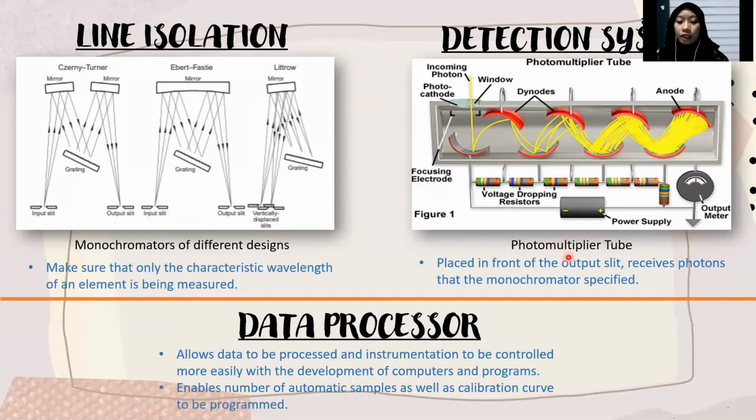Lastly is the data processor. Nowadays, with the development of computers and programs, data processing and instrumentation control can be done and assessed more easily by computers. With the specific programs equipped, a lot of things can be done, such as programming the number of automatic samples as well as the calibration curve and so on.